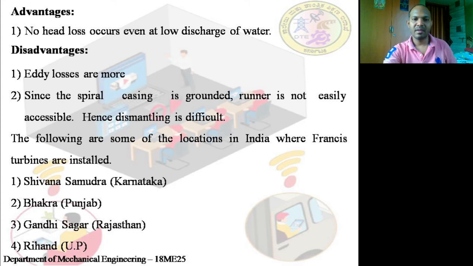The following are some of the reaction turbines located in India where Francis turbine is being installed. Actually, Shivanasamudra, I'm so sorry. Actually, in Sharavati we have the impulse turbine, and in Shivanasamudra we have the reaction turbine.